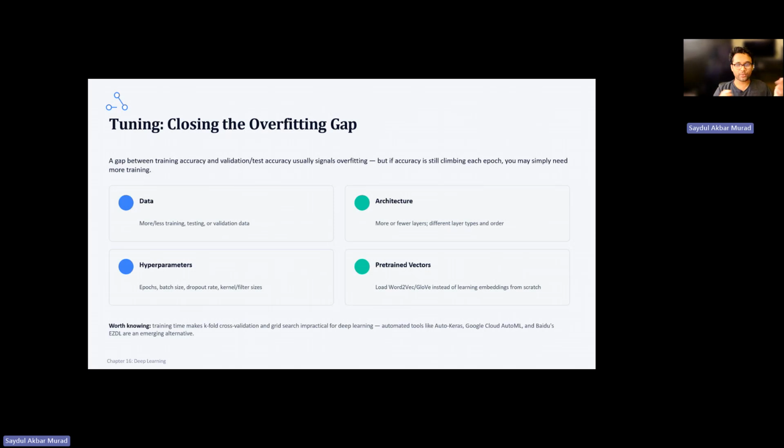You can change the dropout rate, kernel size. You can change many parameters. Every time you change it, you try to train the whole model, and you see the performance, whether it improved or not.